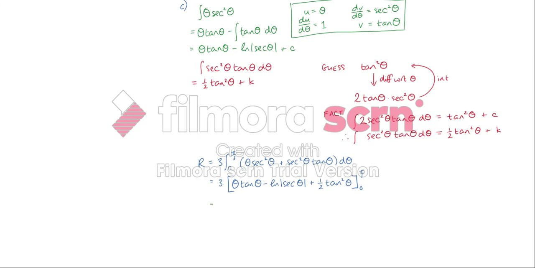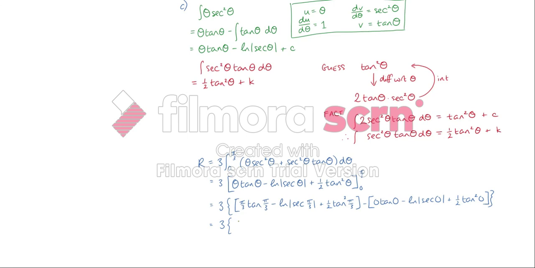Now we've just got to substitute in and make sure we don't make a mistake. So we've got 3 lots of all of this. First substituting in the pi by 3, that's pi by 3 tan pi by 3 minus ln mod sec pi by 3 plus a half tan of pi by 3 squared, minus, and then we're going to sub in 0, so that's 0 times tan 0 minus the ln of sec 0 plus a half tan squared 0. Close curly brackets. Now let's start evaluating this stuff.